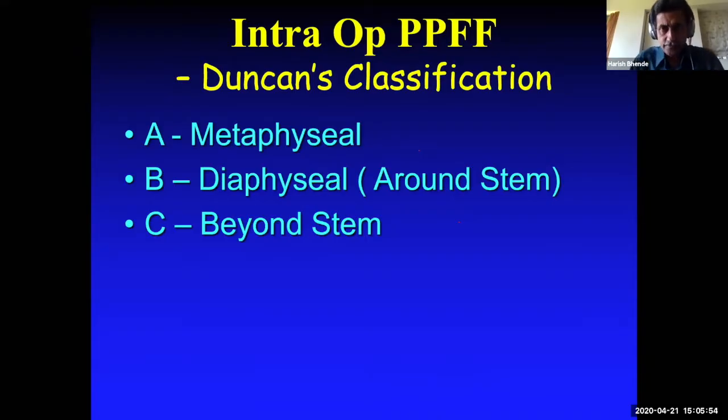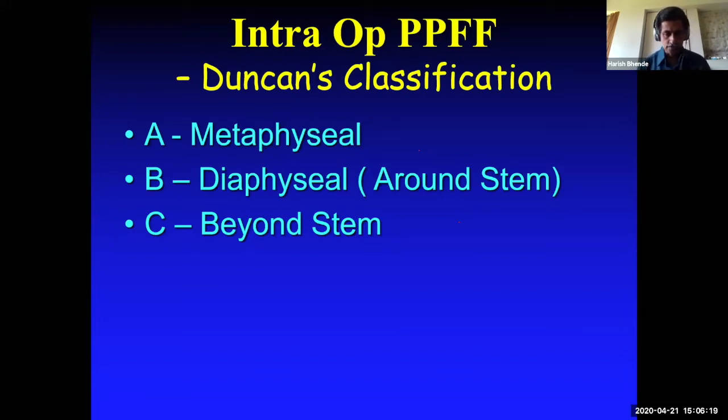The Duncan classification is basically for a fracture in an already existing THR. But what if the bone breaks while you do the THR, like intra-op fractures? We will have a lecture on that also. They have classified even those, the intra-op classification: metaphyseal, diaphyseal, and a beyond stem fracture. These are the fractures which happen when you are doing surgery, and everybody gets them.